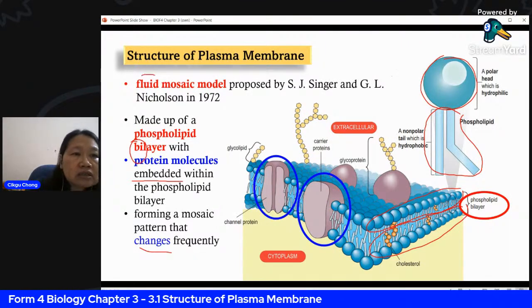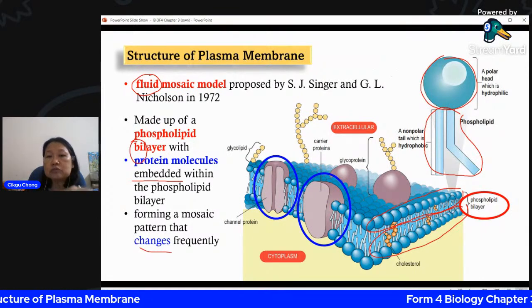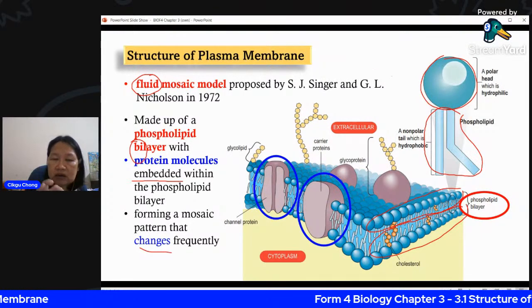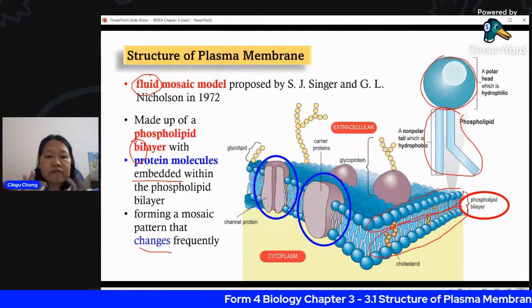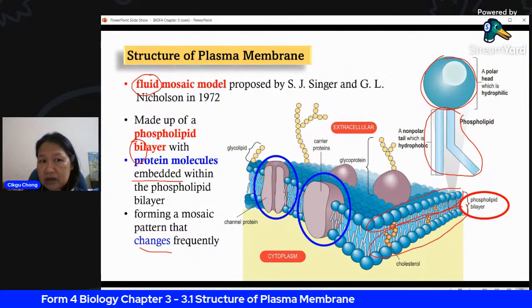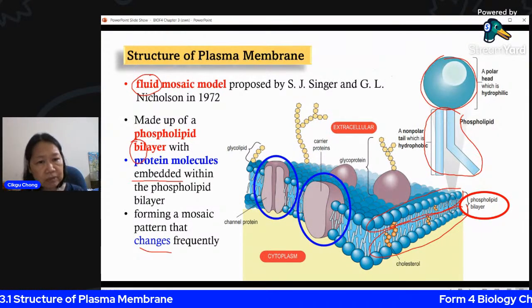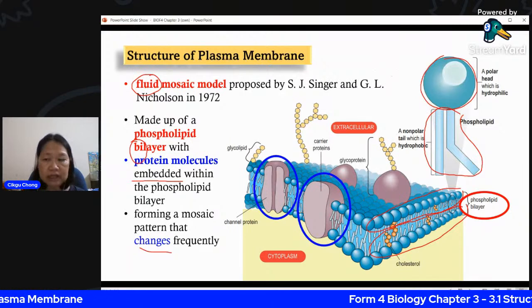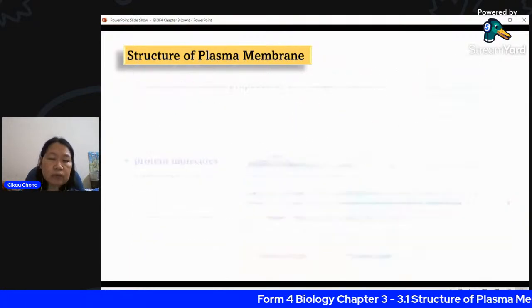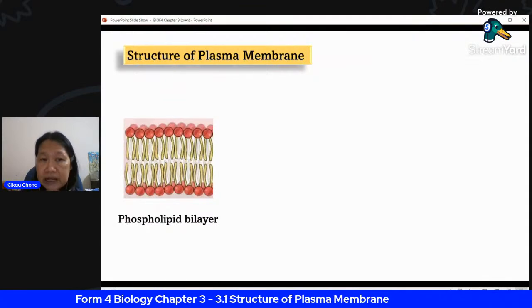So that's why we call it fluid. Fluid means it's like liquid. It is able to move. So all these substances, all these things that are embedded there, are not in a fixed position. So you have seen the phospholipid bilayer with the protein molecules. There are other things that you'll see. You'll see the glycolipid and the glycoprotein. That one later. Let's go to what we want to tell you about the molecule, the phospholipid bilayer.